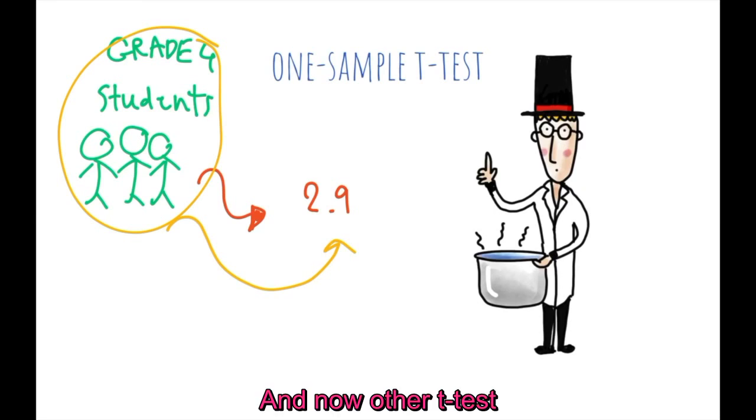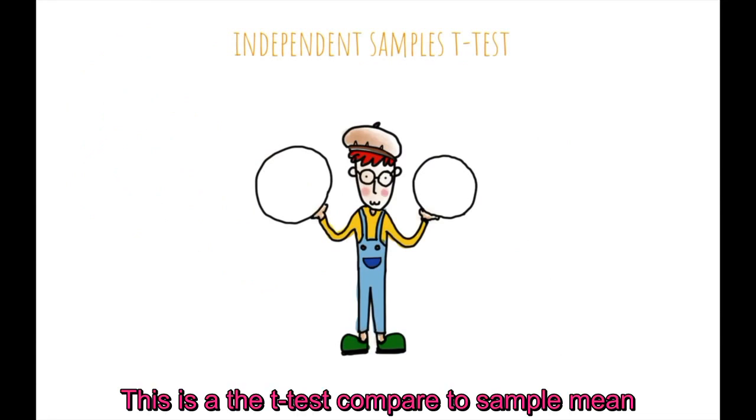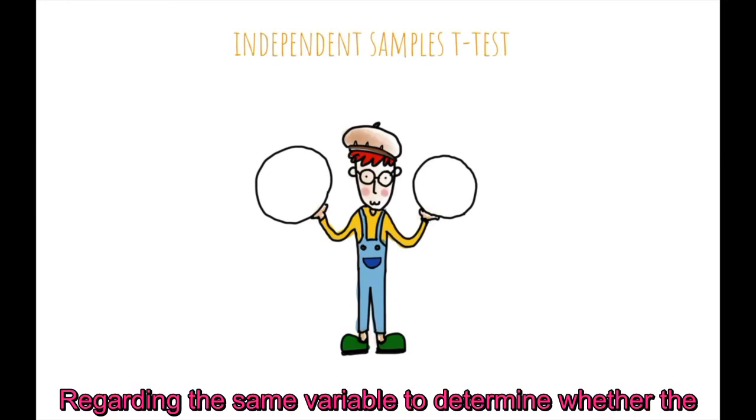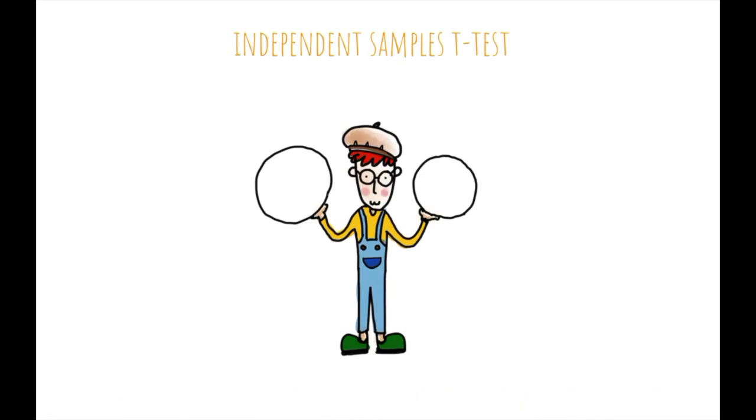Another t-test is called the independent samples t-test. This t-test compares two sample means from different populations regarding the same variable to determine whether the difference between the two means is statistically significant or occurs by chance alone.